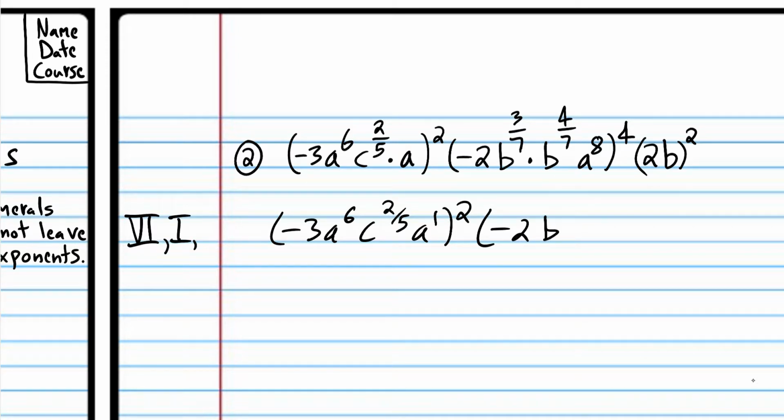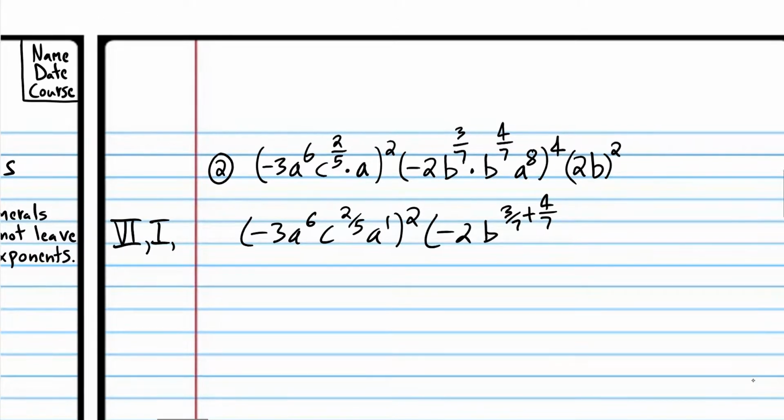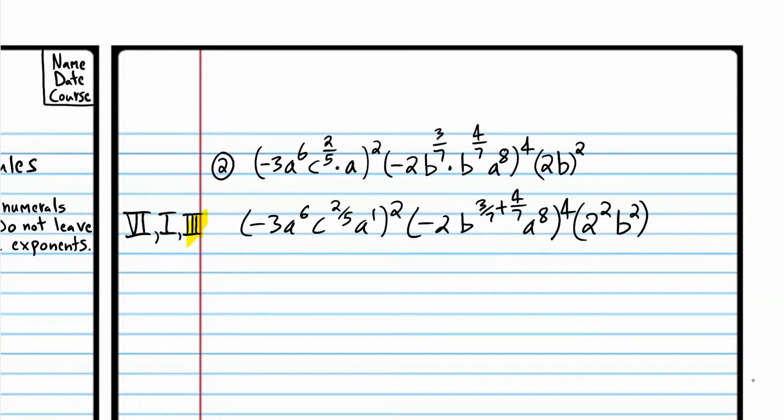because we're multiplying powers, so we have b to the 3/7 plus 4/7, and then we have a to the 8 raised to the 4th, and we can also use rule number 3 because we have a product raised to a power here, so we have 2 to the 2nd times b to the 2nd, and probably want to write parentheses around that. So just to be clear, rule number 3 was used here. Rule number 1 was used here, and rule number 6 was used here.